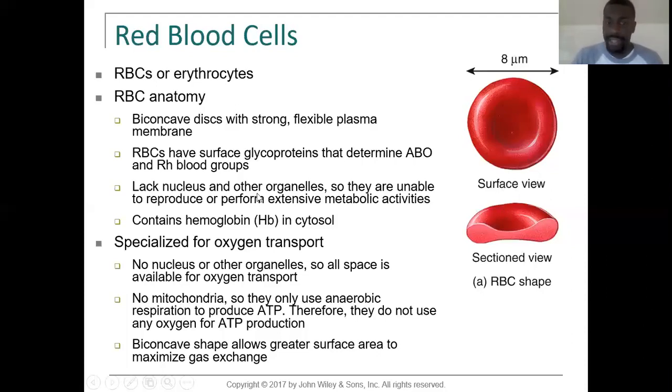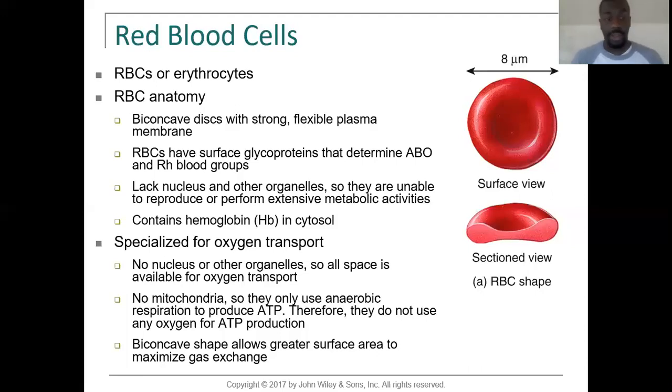The other thing is that because there are no organelles, the red blood cells are not able to undergo various types of metabolic activities. And the last thing is that they have lots of hemoglobin. Hemoglobin is a protein that is important for carrying oxygen to where it needs to go. So all of those components, with the exception of the glycoproteins, are important for allowing blood to transport oxygen with a really high ability to do so.